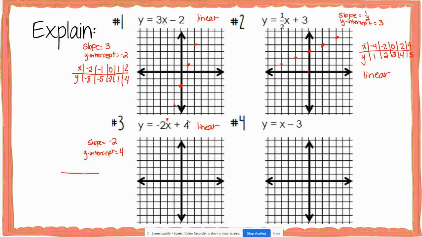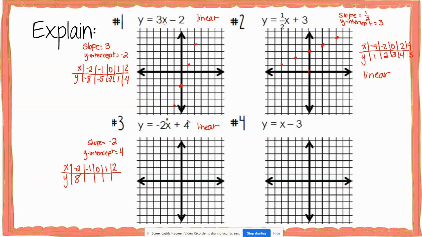Now we can take this and make a table of values so that we can figure out what to plot on our coordinate plane. Well, again, I'm just going to choose several x values, some positives, some negatives, always use a 0 somewhere. If I do -2 as my x value, then I'm going to do -2 times -2, which is +4. Then 4 plus 4 gives me 8.